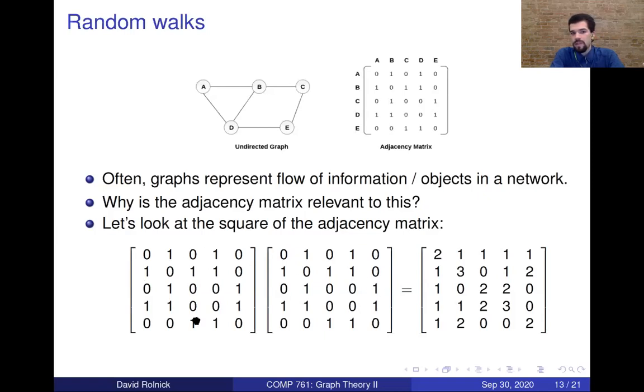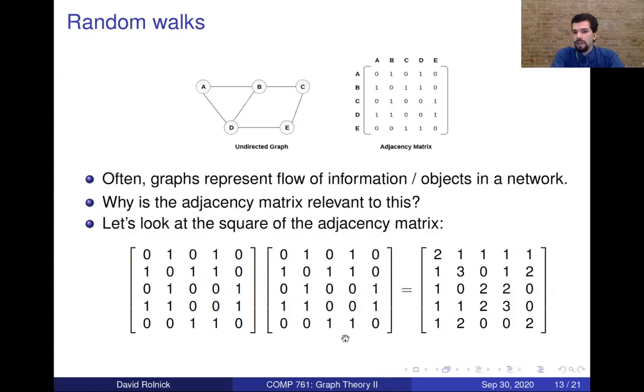Edge from B to C, because this is in row B, column C. Edge from C to E, because this is in row C, column E. And so these two overlap and contribute to the dot product because B to C and C to E is a path. Likewise, B to D and D to E is also a path. And so in general, what you can see is that row B, column E represents the number of ways to get from B to E in 2 steps.